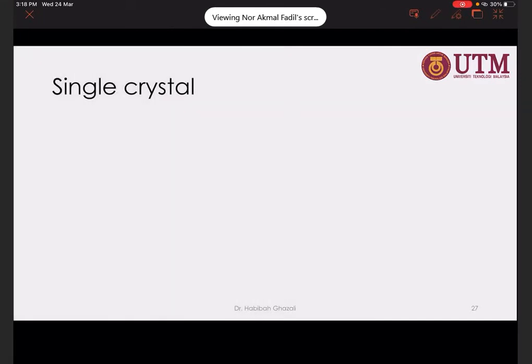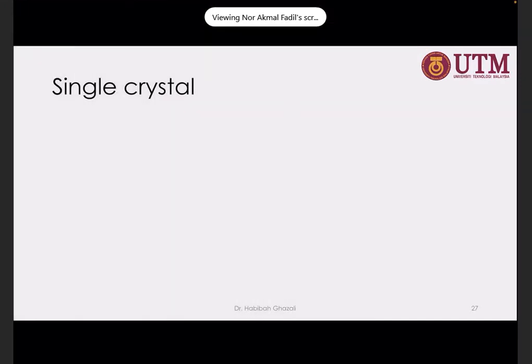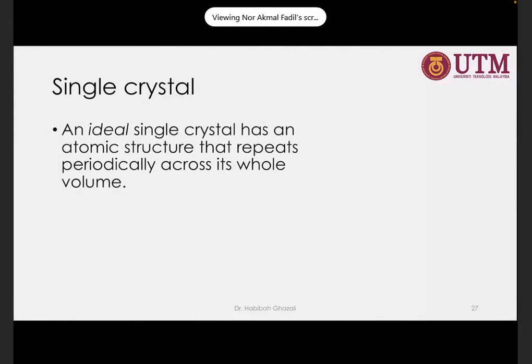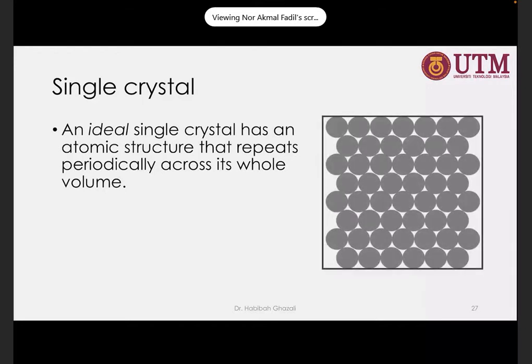So there is another thing when we talk about crystal. It is a single crystal. Okay, what is a single crystal? An ideal single crystal has an atomic structure that repeats periodically throughout its whole volume. For example, if you have one material, whatever material, the whole structure throughout the material, the atomic arrangement is only one type like this. If it is FCC, it is throughout the structure.